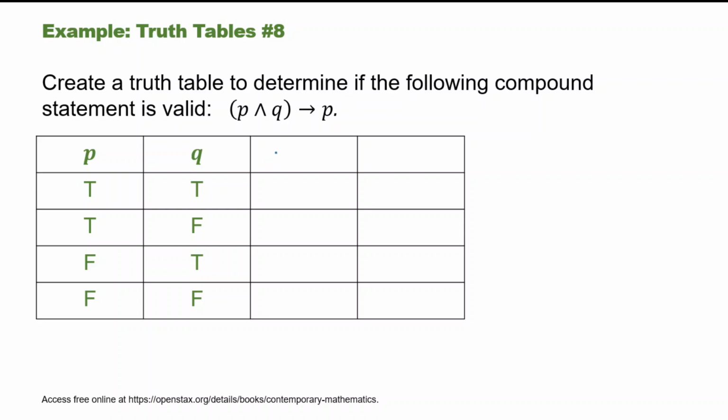Now our third column needs to be the statement P and Q, because we need to know the truth value of P and Q to determine if P and Q implies P. So our completed statement is parentheses P and Q, close parentheses, implies P. Now we can look at the columns labeled P and Q and apply the rule of AND to that, which is when both P and Q are true, that statement P and Q is true, and every other case is false. So that makes this column true, false, false, false.